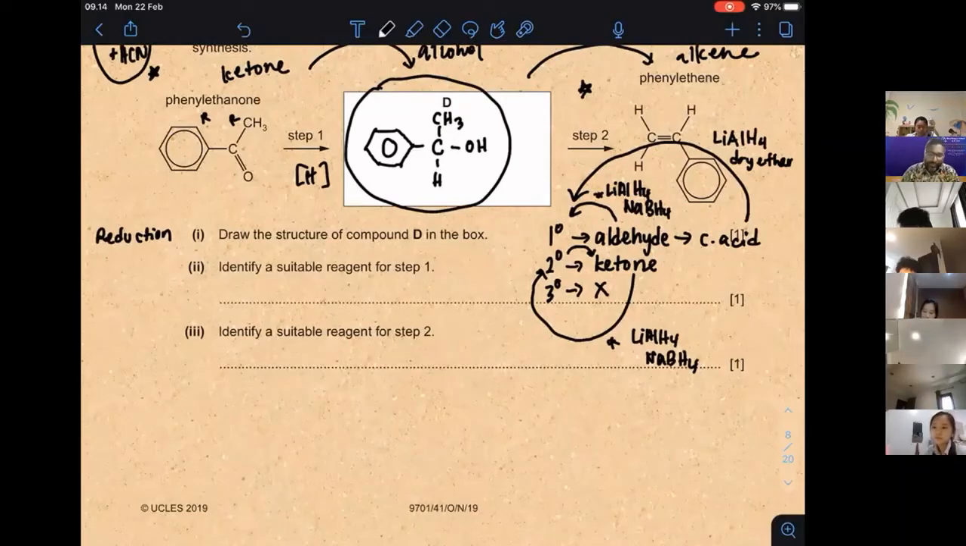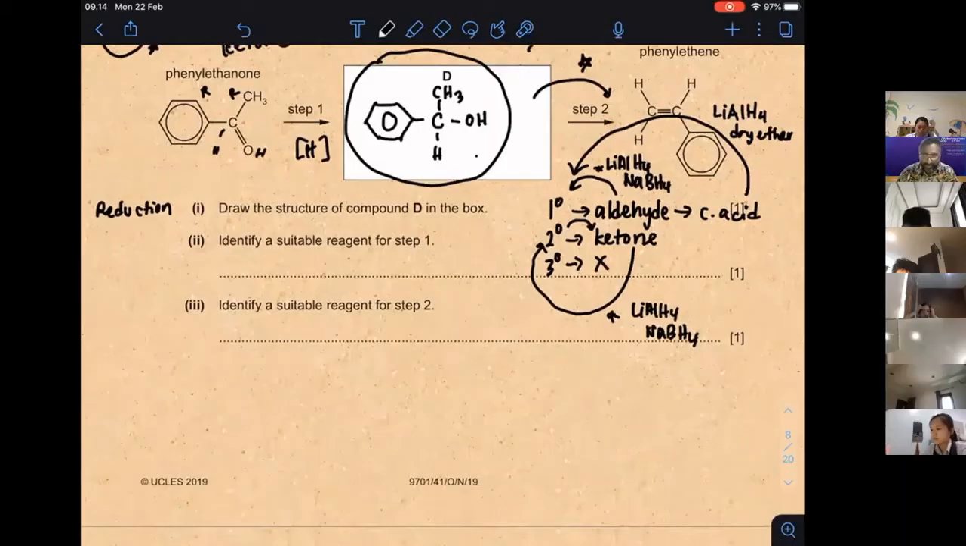So when you have this, I know when I do the reduction what's going to happen. The H is going to come over here, another H will come over here. So you are going to have this alcohol over there. This is going to be a secondary alcohol. I wrote over there secondary alcohol. Then after that, you are going to have step number 2, which is going to be the dehydration. Anyway, identify the suitable reagent for step number 1. Step number 1 is going to be a simple one, secondary ketone to become secondary alcohol.